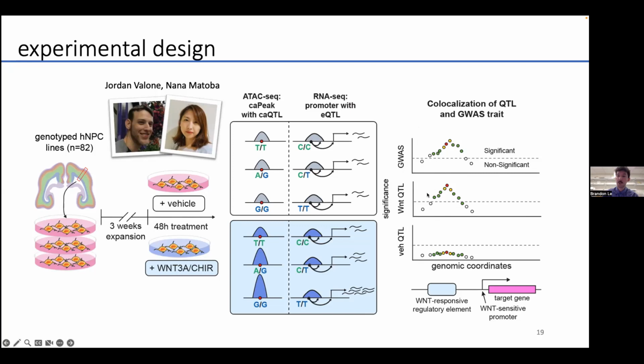But upon Wnt stimulation, we see a significant effect on, let's say, gene expression arise. And so we can look at annotations around this region and see if this can help us pinpoint Wnt-responsive regulatory elements, promoters, and target genes that could potentially be part of a causal mechanism leading from genetic variation towards the expression of some GWAS trait.